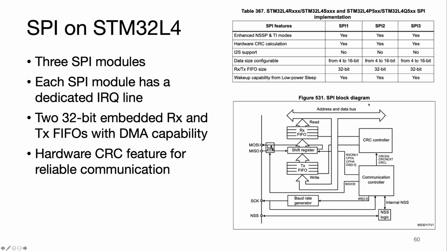Each one of these SPI modules has an IRQ for it, so you can set up interrupts for it. The internal buffer size is 32 bits, which is nice. That way you don't have to come back to every single one. You can let 2 or 4 packets come in and fill up. And of course they all have DMA capability. Makes them pretty flexible. Okay.